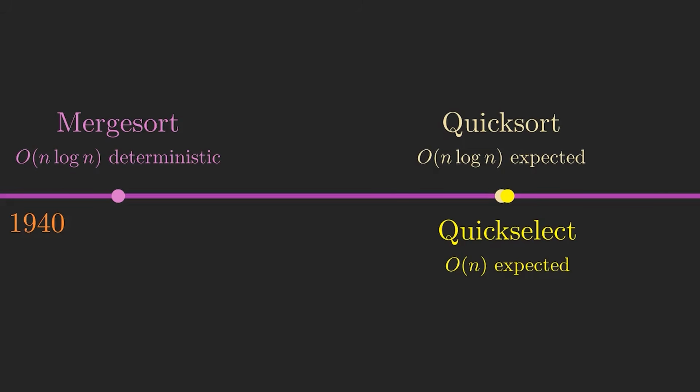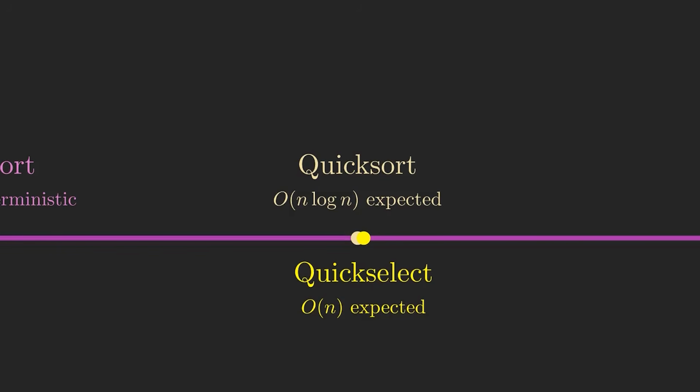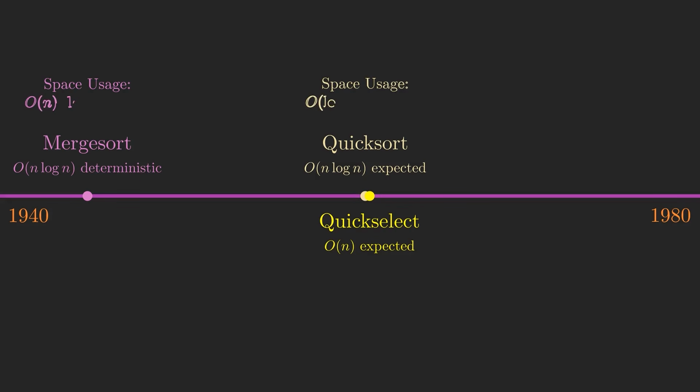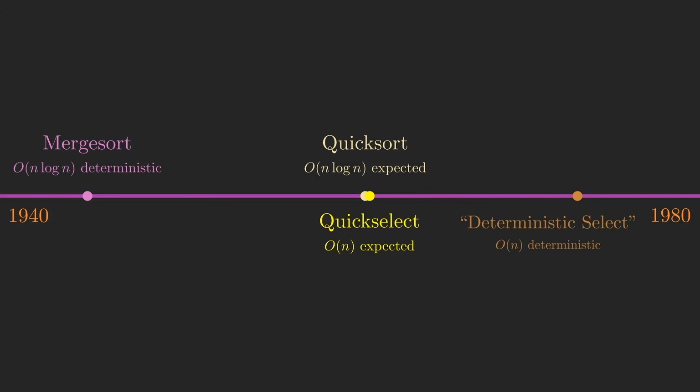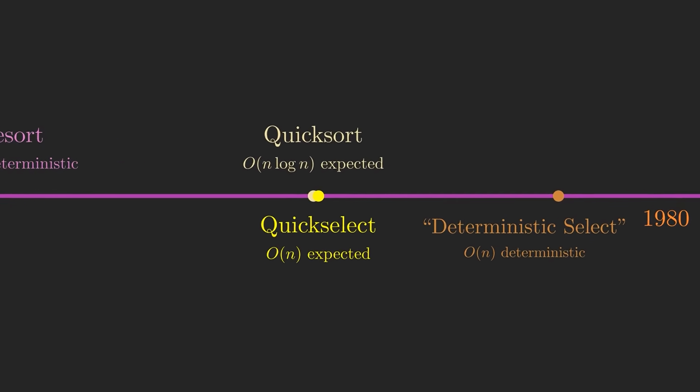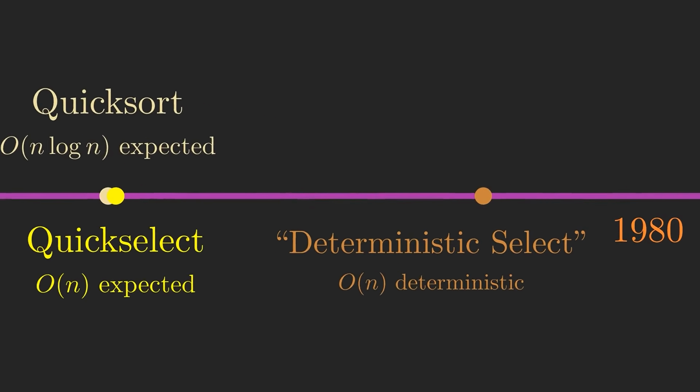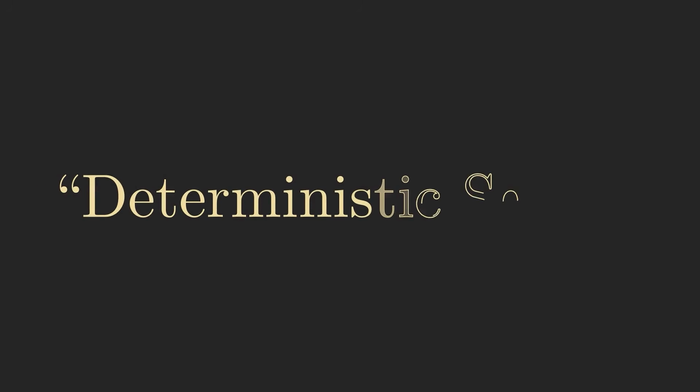The reason why Quicksort is sometimes preferred over deterministic sorting algorithms is because in its most optimized form, it uses less memory, which is often an important factor in addition to time. But it wasn't until over 10 years after Quickselect was developed that we would find a deterministic version, which is the main topic of the rest of the video.